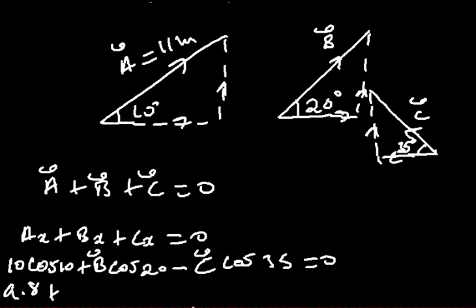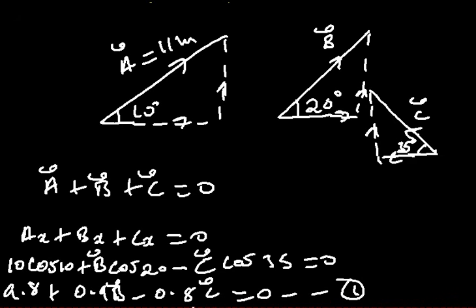And the plus, what is cos 20? Cos 20 is given as 0.9 times vector b, and minus, what is cos 35? Cos 35 is given as, should be negative 0.8, by the way, 0.8 times vector c is equal to 0. This is equation 1, since vector a as well as b as well as c, they are unknown.